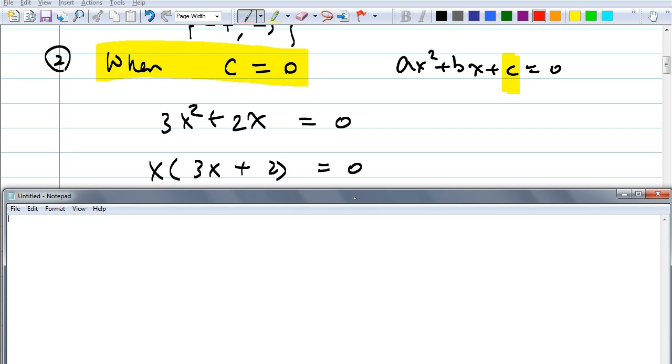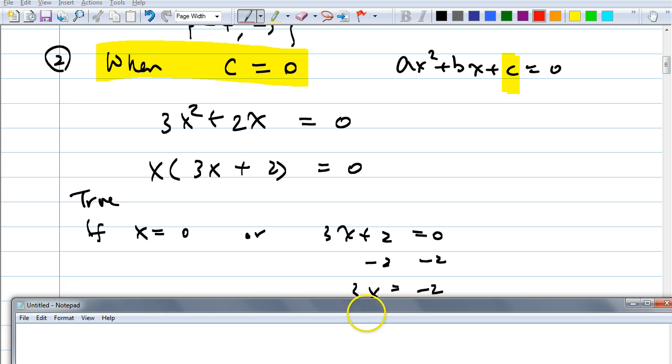John? X equals 0 or x equals -2/3. Yeah, when x equals 0, don't forget that one, right? If x is 0, the whole thing is 0, right? Remember zero product property? If one of the factors is 0. And of course, when will 3x plus 2 be 0? Well, subtract 2 from both sides, divide by 3.